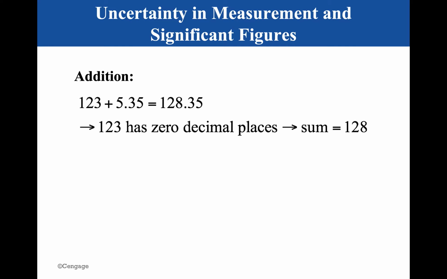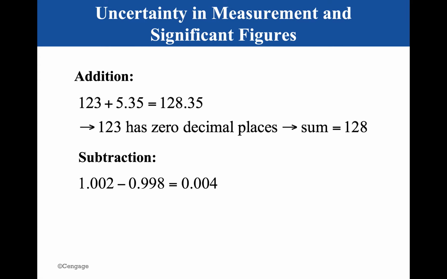Okay? When you're adding numbers, you've got to go to the last decimal place you've got. So if you add, I said multiply, I mean add: 123 plus 5.35 gives you 128.35, but you can only go to the decimal place that's least accurate. So if I add those together, according to the sig figs, the best I can do is say it's 128.